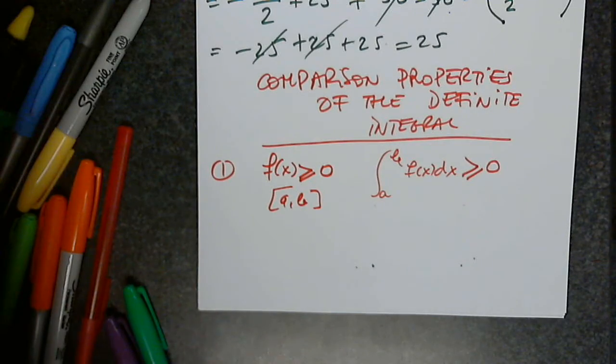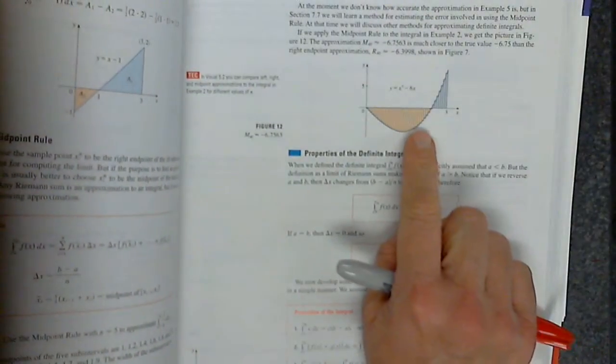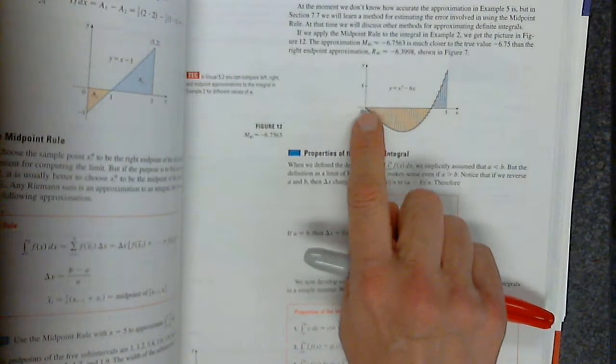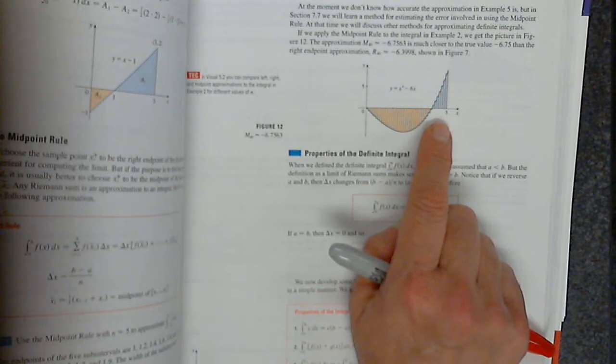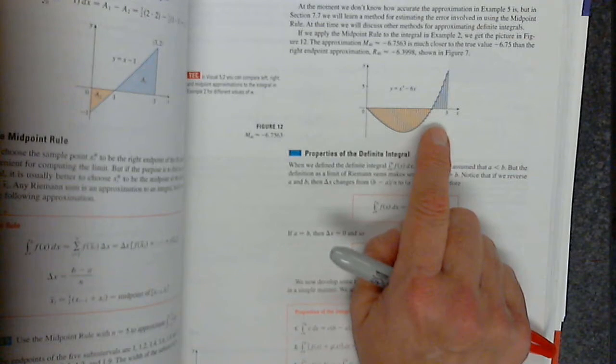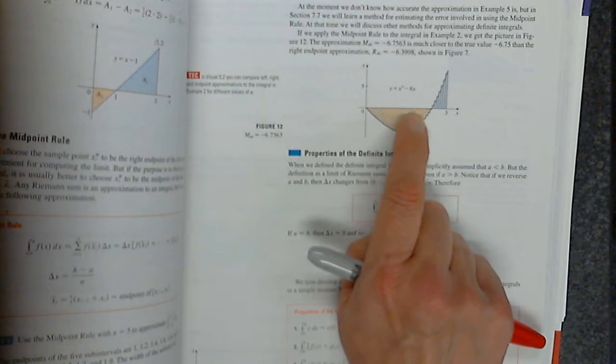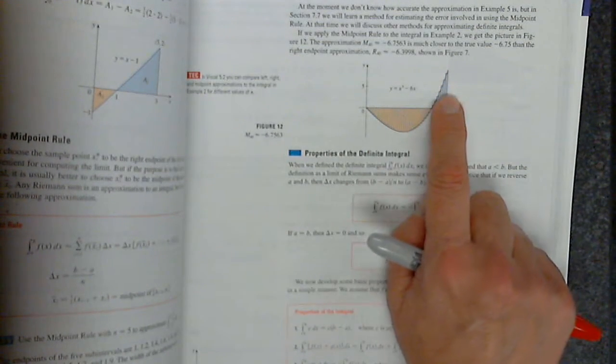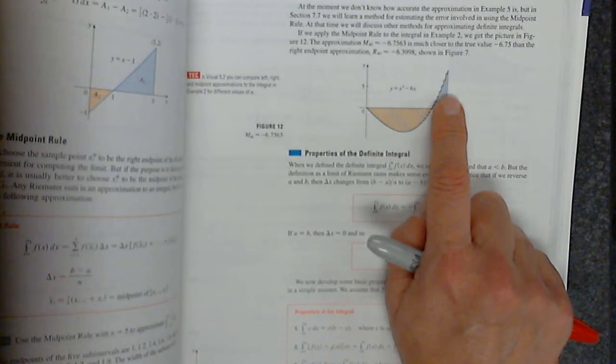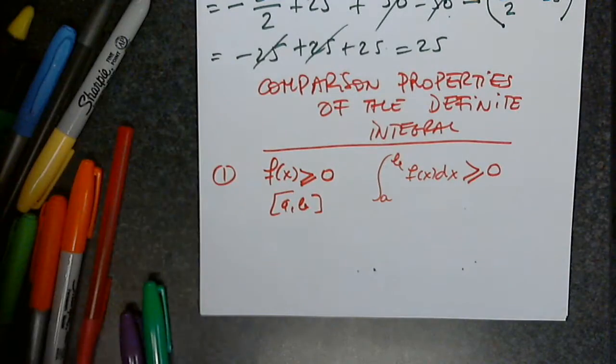Now let me show you an example. Here's an example. Obviously, this area between 0 and 3 will be negative because the area under the graph is bigger than the area above the graph. Okay? Good.